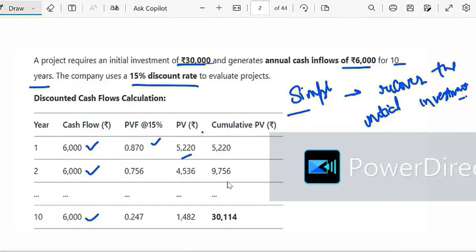So can you tell me what will be the payback period as per the simple method? We have discussed in the last lecture. Just let me know in the chat box. What will be the simple payback period? Very simple, very easy, right?